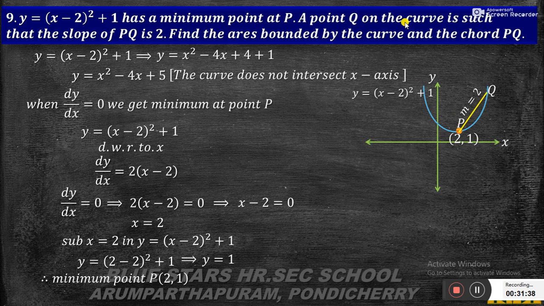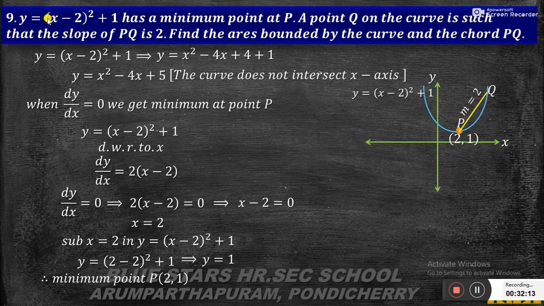A point Q on the curve is such that the slope of PQ is 2. They give the slope of PQ is 2, slope we represent by m, so m equal to 2. You see the diagram, this is m equal to 2. Find the area bounded by the curve and the chord PQ. So this is a chord, and the area bounded by the curve and the chord is this region between them.